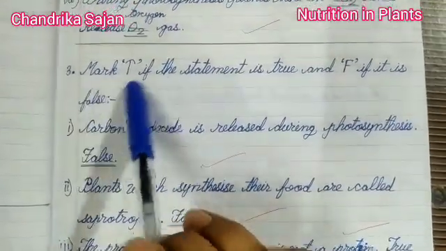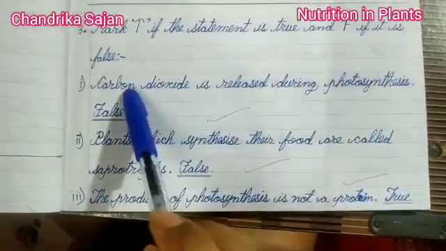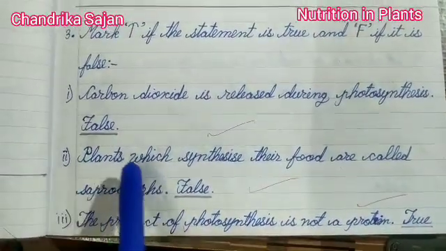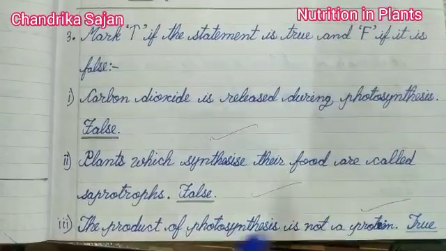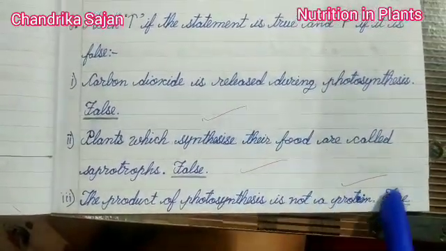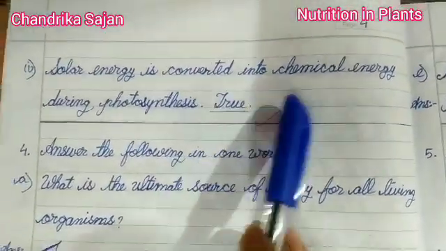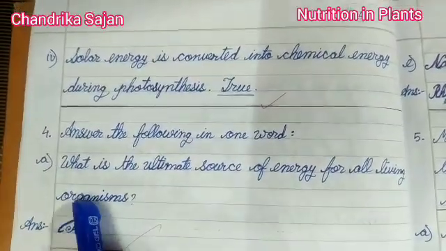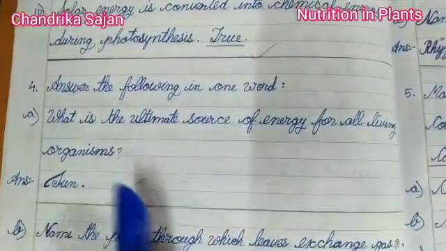Now we will do true or false. Carbon dioxide is released during photosynthesis. False. Plants which synthesize their food are called saprotrophs. False. The product of photosynthesis is not a protein. True. Solar energy is converted into chemical energy during photosynthesis. True.